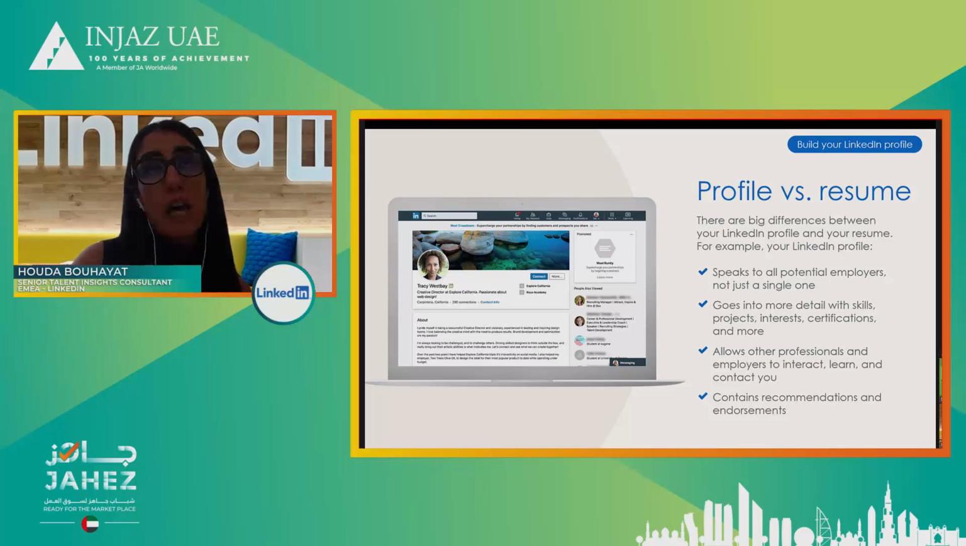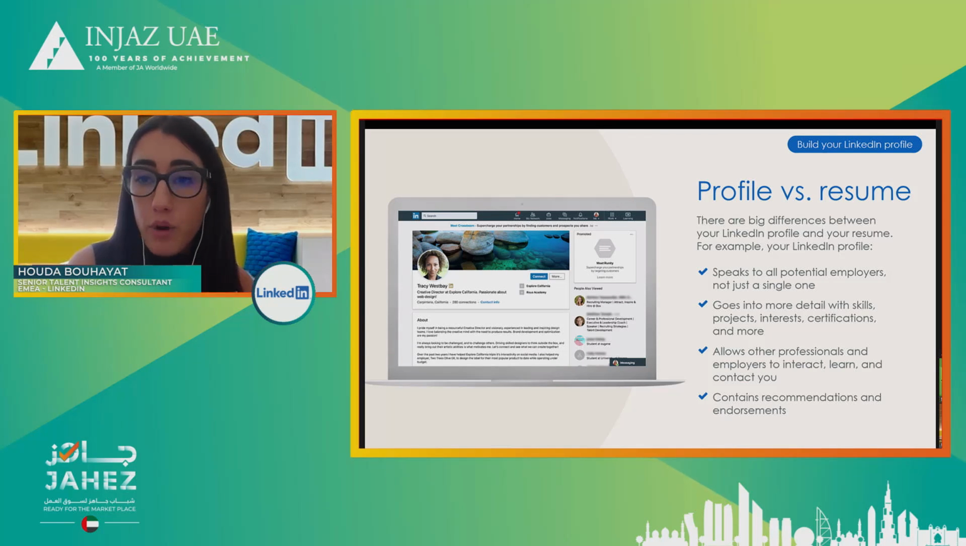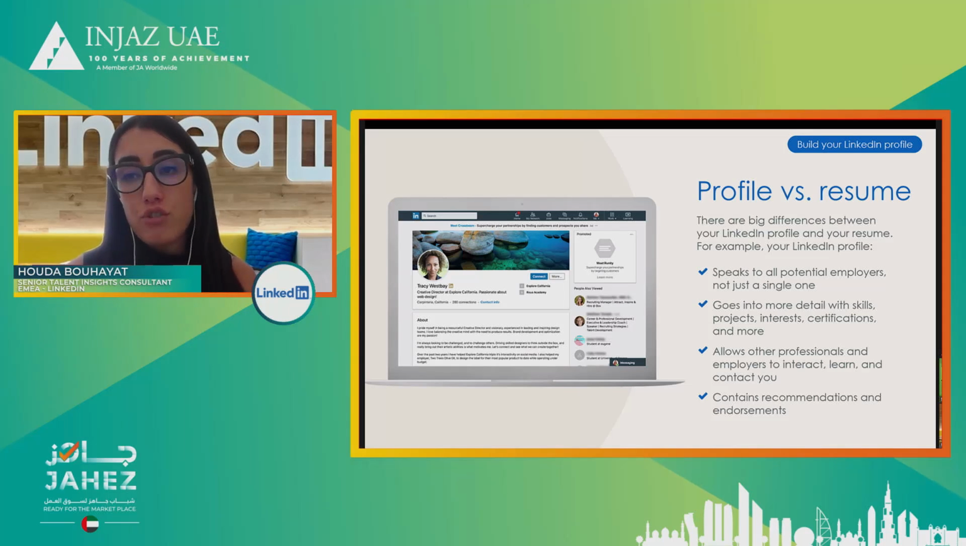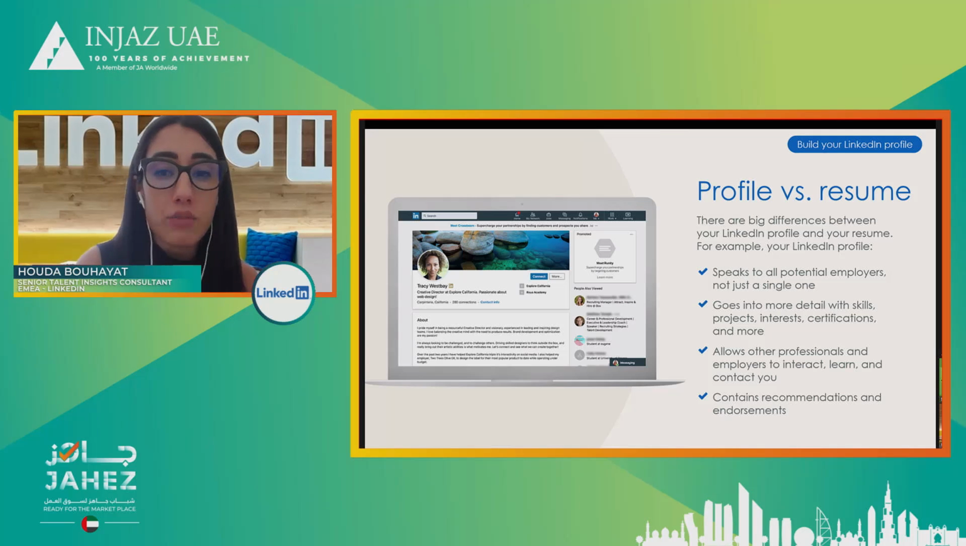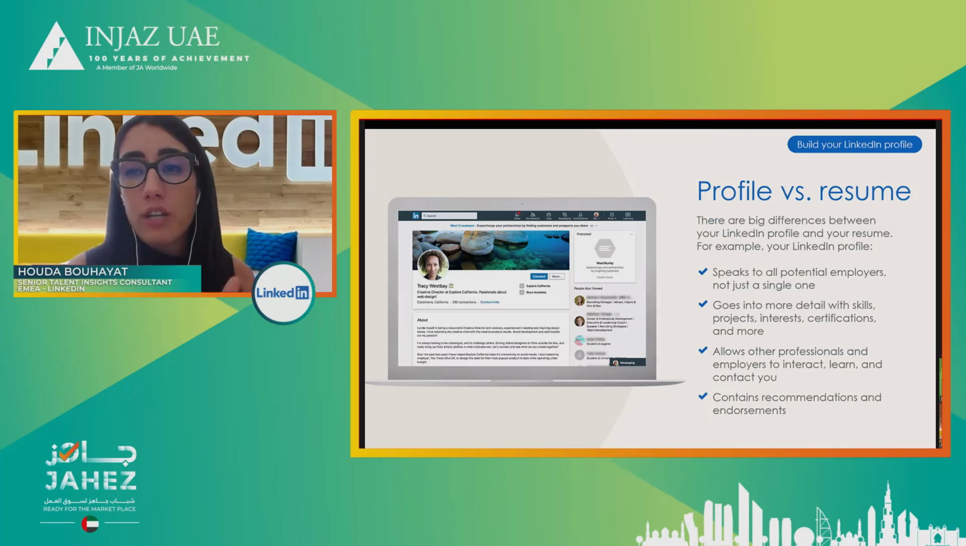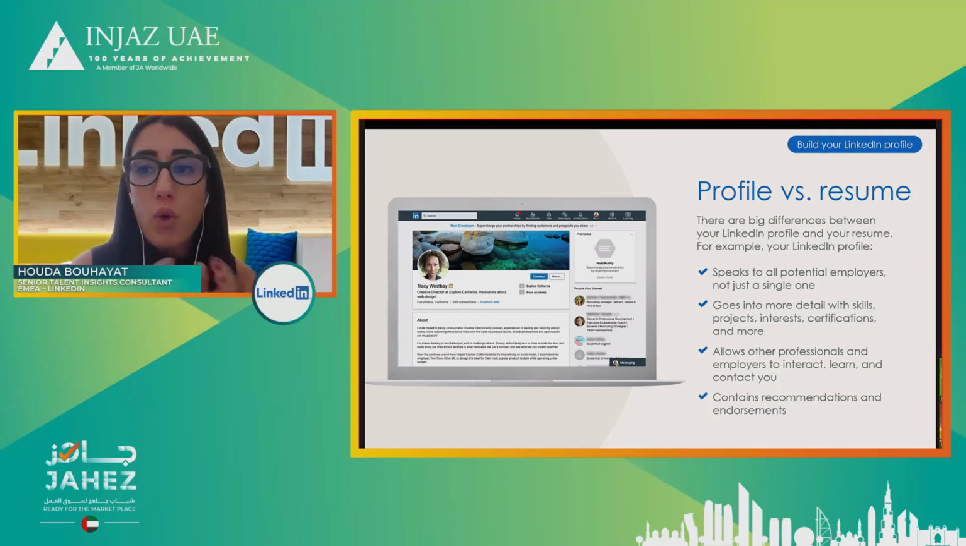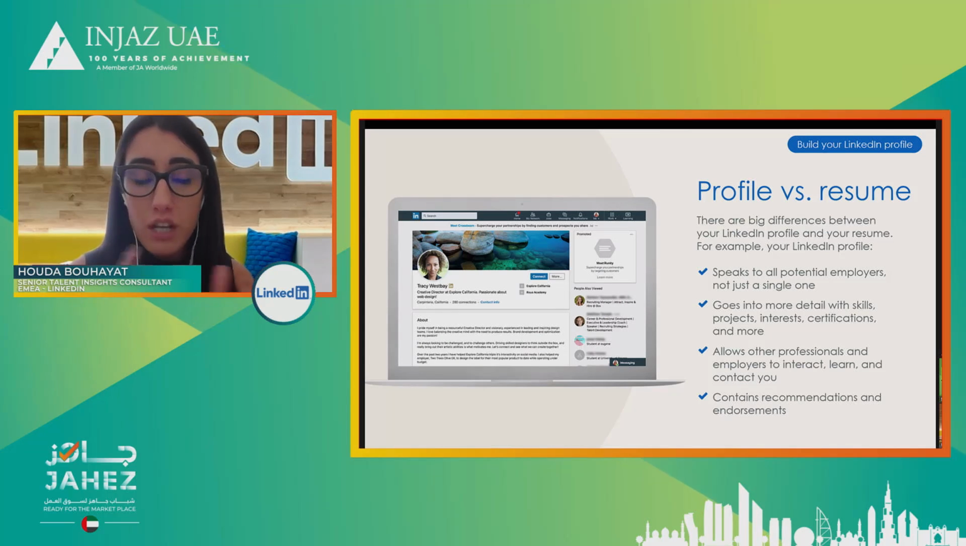But first, you really have to understand the difference between a LinkedIn profile and a CV or a resume that you would send to get an internship, or, for example, your first job, or if you want to apply to a university. So there are big differences between these two. A profile will speak to different employers. It's not only one single picture of yourself. It's something that will progress, right?